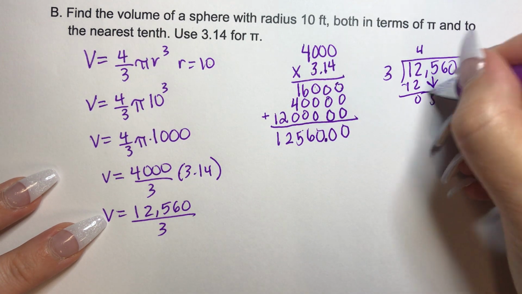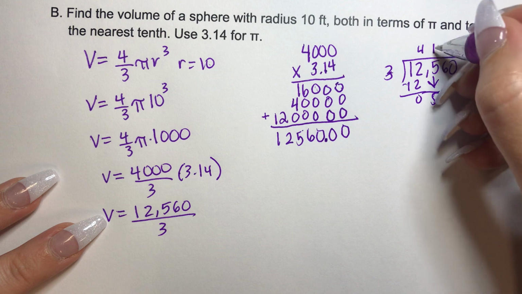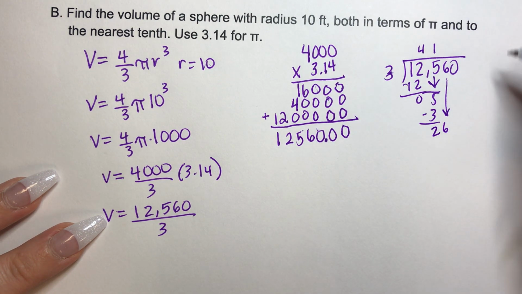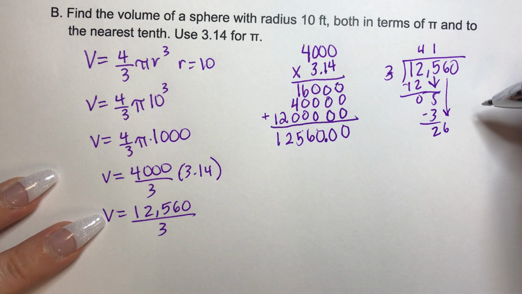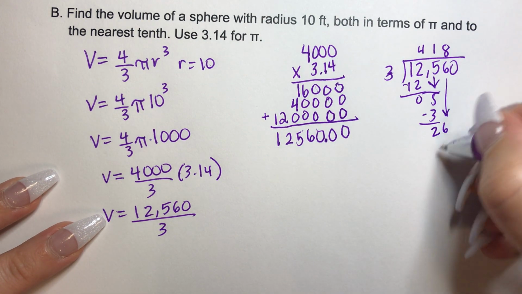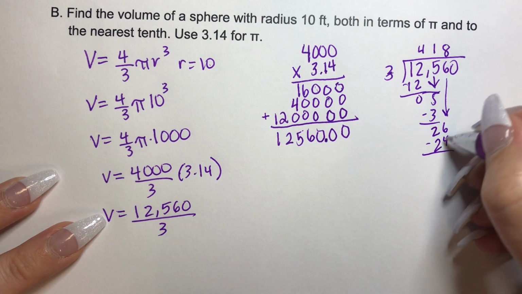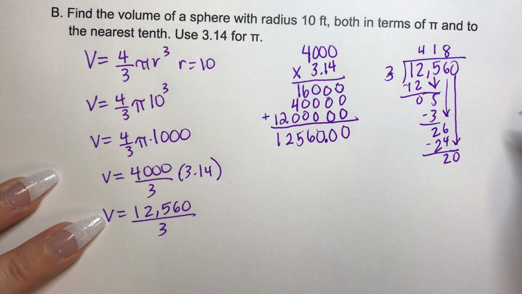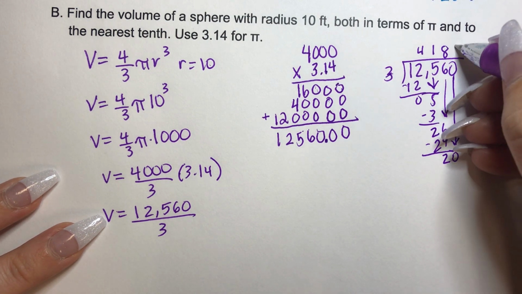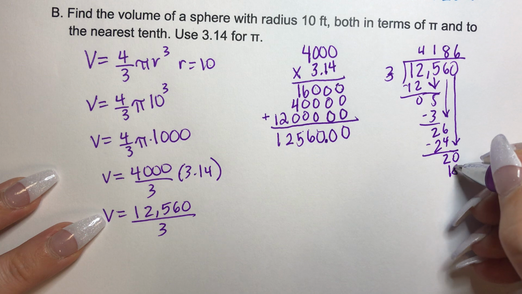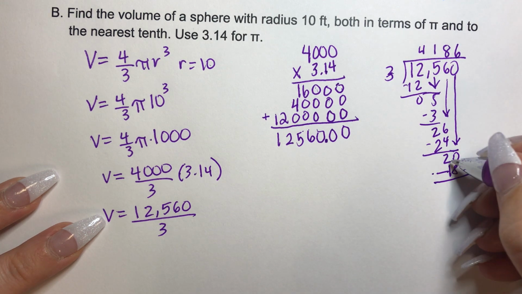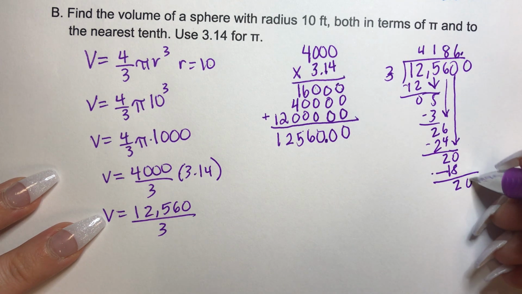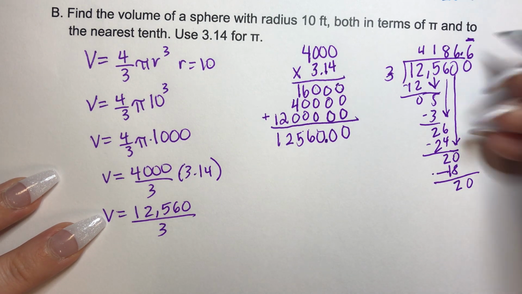Drop down the 5. 3 goes into 5 one time. 1 times 3 is 3. 5 take away 3 is 2. We drop the 6 down. 3 goes into 26 8 times. 8 times 3 is 24. 26 minus 24 is 2. We drop the 0 down. 3 goes into 20 6 times. 6 times 3 is 18. And 20 take away 18 is 2. And then we would drop the 0 down again. And then it would go in 6. It looks like it repeats there.